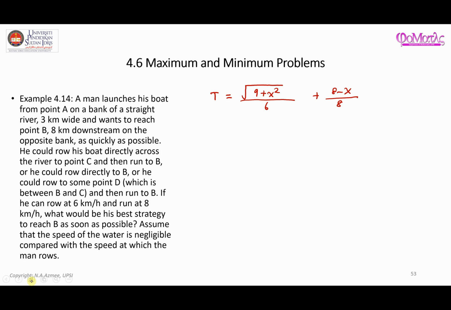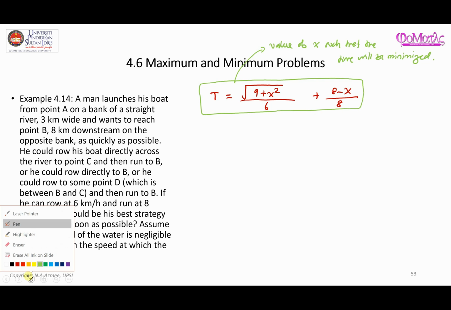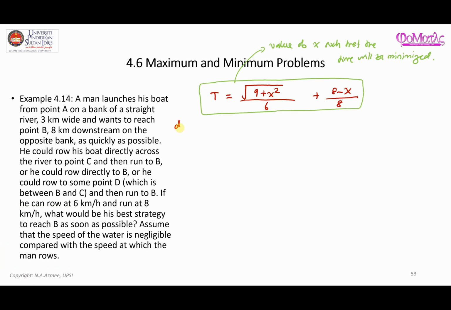Okay, so this is the formula that we have with respect to time, and our objective is to minimize the time. So we want to find the value of x such that the time will be minimized. In order to do that, we need to differentiate this function with respect to x. So I'm going to differentiate T with respect to x. Now 1 over 6 is a constant, so we just leave it to the side. Now I'm going to differentiate this part, which is actually 9 plus x squared to the power of 1 over 2. It is easier to see that the 1 over 2 can be brought forward.